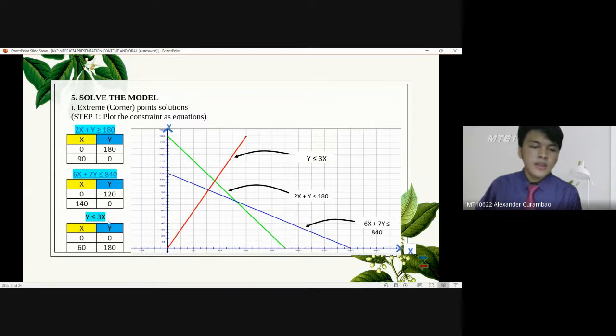Lastly is y less than or equal to 3x. If we substitute 0 to x, then y will also get 0. And if we substitute 60 to x, the y will get 180. This is the first coordinate, and the second coordinate is here. So 0, 0 is the origin. And for 60, x is 60 and y is 180, here. So we connect it, then we get the third straight line. Okay, this is step one.